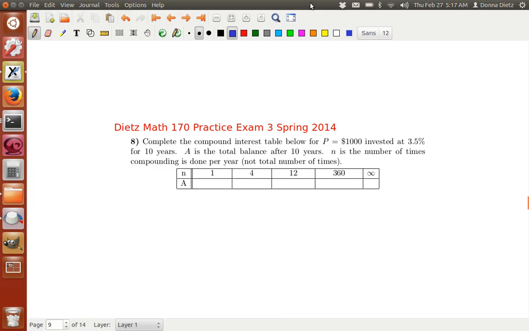Okay, complete the compound interest table below. So you just, it's more writing than anything. So we just go through and start doing it. Remember, this is what I like to call the PERT formula and the PAT formula. Most of these are PAT formulas. So let's just remember what that is.